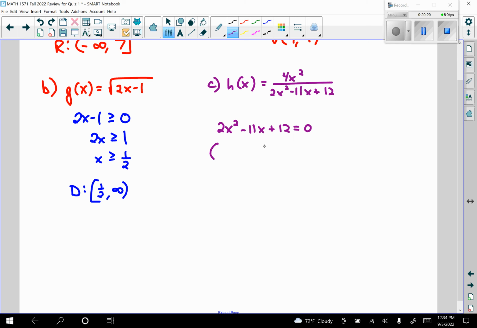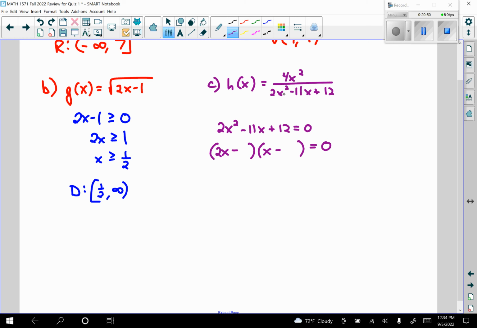There is no GCF, so I'm just going to make 2 sets of parentheses, still keep it equal to 0. Factoring a 2x squared is just going to factor into 2x and x, and I need factors of 12. Now notice my last sign is positive, so my signs are going to be the same. And then since this middle sign is negative, they're both going to be a minus, because a negative times a negative will give me a positive.